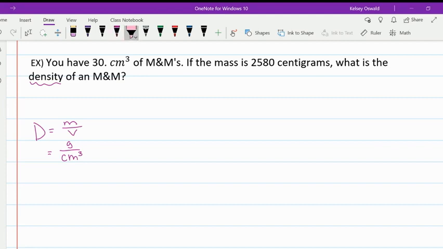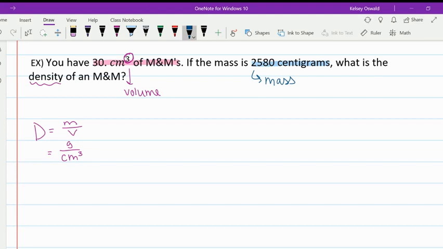So if I go back and look at my problem, it tells us that I have 30 centimeters cubed of M&Ms. This is going to be my volume. My hint there is that we see this cubed. Remember, cubed units are going to tell us our volume. Okay. If I go on to read, it says the mass of my M&Ms is 2,580 centigrams. And again, that grams there is another hint that this is going to be my mass. Okay, so I know my mass and I know my volume.